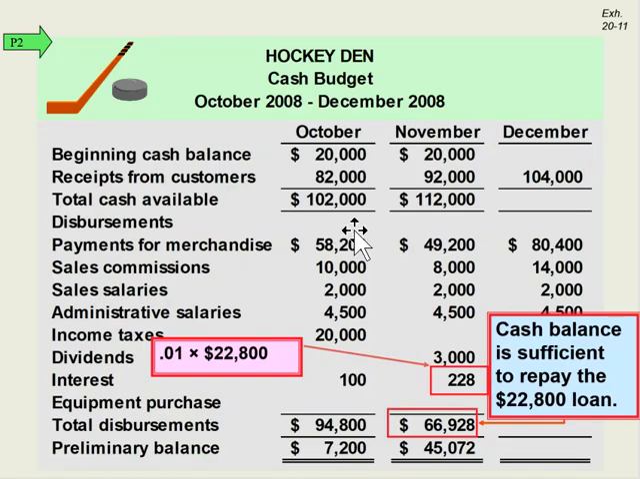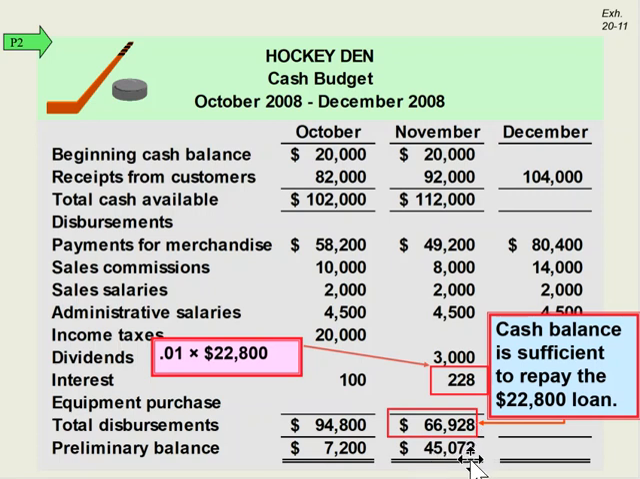We're going to go through and do the same thing. We'll fill in everything else. Again, now we're going to pay out a dividend of $3,000 in November. We have to pay 1% on our outstanding loan balance, so that's an extra $228 outlay in November. Again, take our anticipated cash receipts, add that to our previous balance, and subtract our total cash disbursements. Now we have a preliminary cash balance of $45,072.